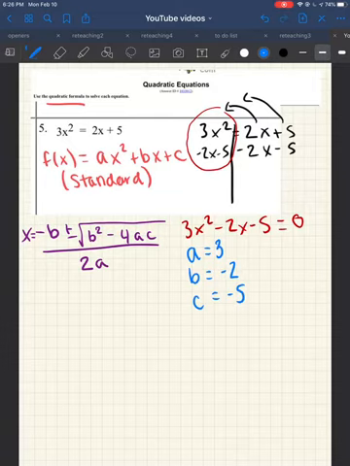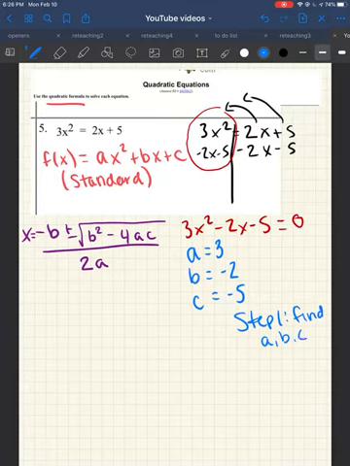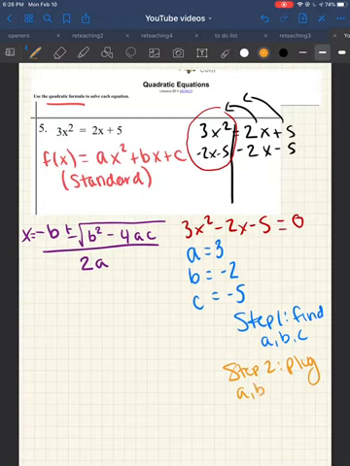Okay, so now I plug this information in. So my step 1 was to find a, b, and c. All right. Step 2 would be to plug a, b, c into the formula.